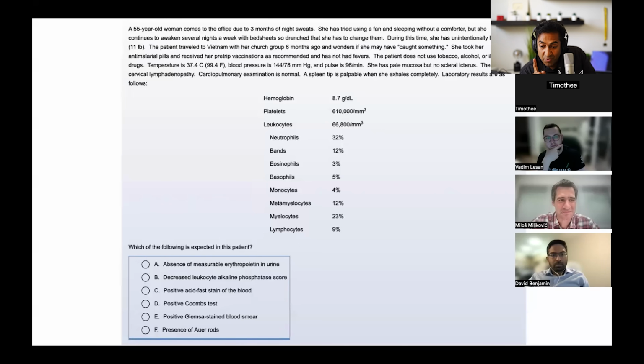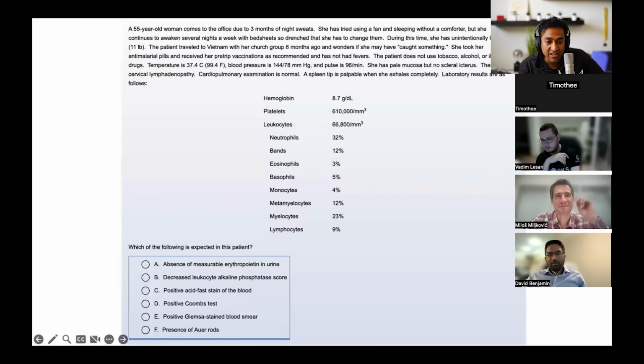Okay, I will say, there's one good point. When I talk about night sweats, I always ask my patients, do you have to change your shirt or change the sheets? Because everyone sweats at night, but until you're changing your shirt, in my opinion, it's not a real night sweat. During this time, she has unintentionally lost 11 pounds. She went to Vietnam with her church group 6 months ago and wonders if she may have caught something. She took her anti-malarial pills and received her pre-trip vaccinations as recommended.